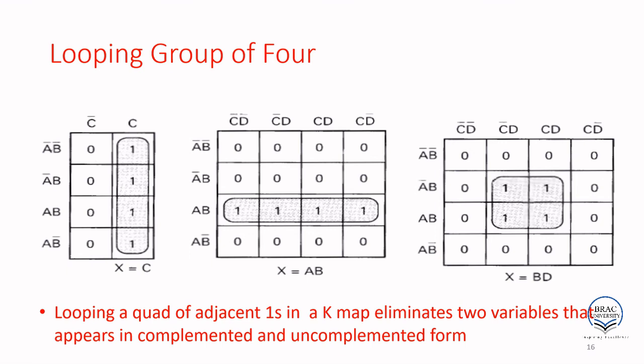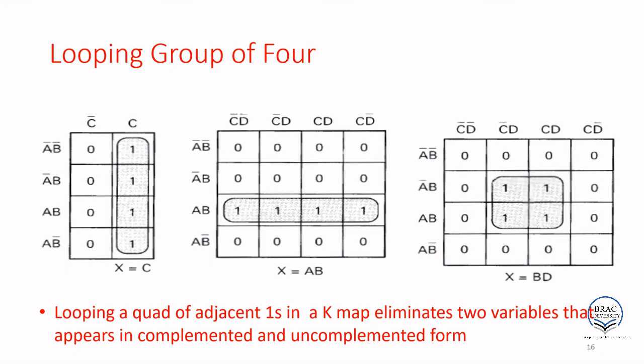So looking at groups of 4. Here this 4 is a group, this 4 is a group, this 4 is a group. Looking at a quad of adjacent ones in a K-map eliminates two variables. Like you have A, B, C, D, 4 variables, so it eliminates two variables. Here it is 3 variables A, B, C, so 2 eliminate, and it becomes 1 variable. 4 variables, 2 eliminate, it becomes 2 variables.